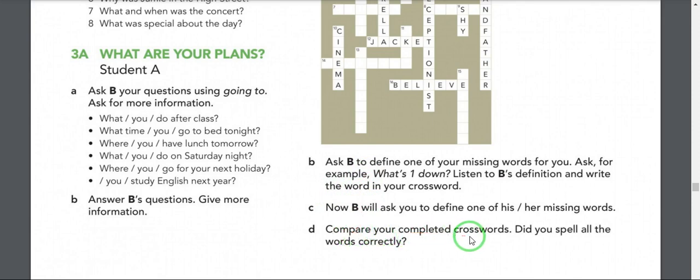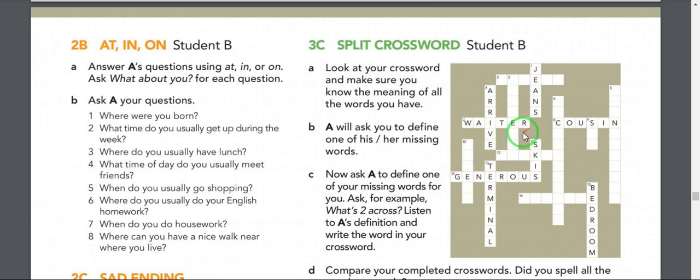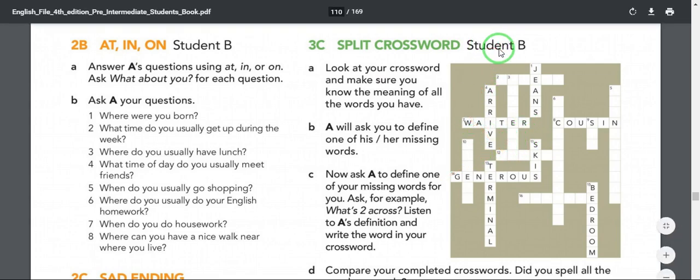Compare your completed crosswords. Did you spell all the words correctly? Here is the crossword for student B. You see the words that were missed there.